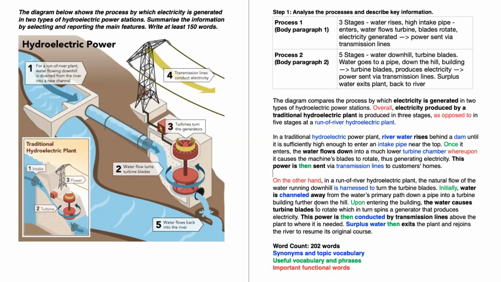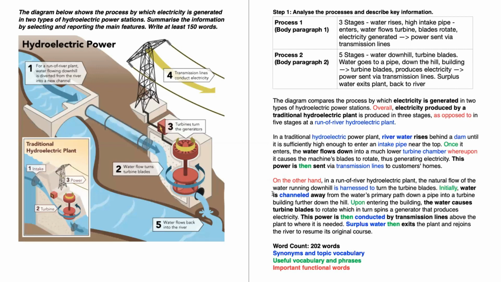And again, here in this last paragraph, I just have some active and passive phrases. So water is channeled away, passive. The water causes the turbine blades to rotate. This is active. Power is then conducted by, that's definitely passive. And you'll see here that there are some times where by is used and it's still considered passive, but you just see the actor or the subject along with the object. And then of course this last one here, surplus water then exits, that is active as well.